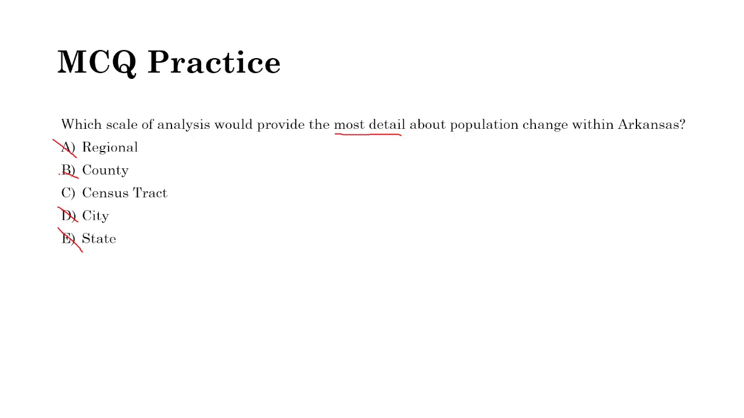And then we're left with census tract. Are we dealing with census data? Yes, we're dealing with population change, which is census data. So we can look at individual regions, individual areas within a city and get the most detailed data from a census tract scale of analysis.